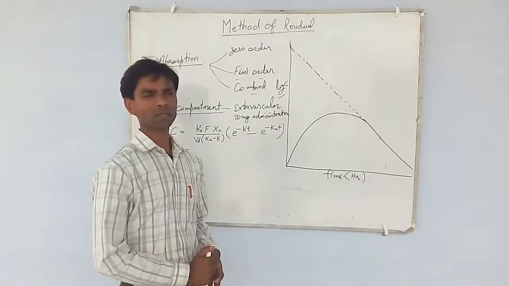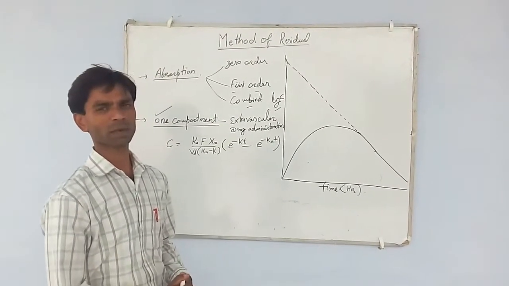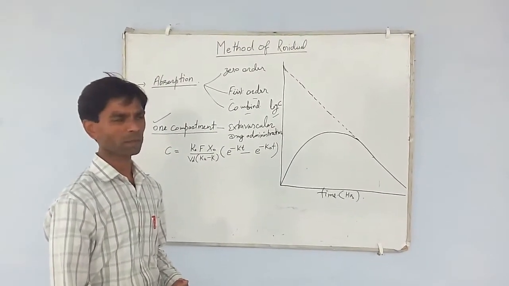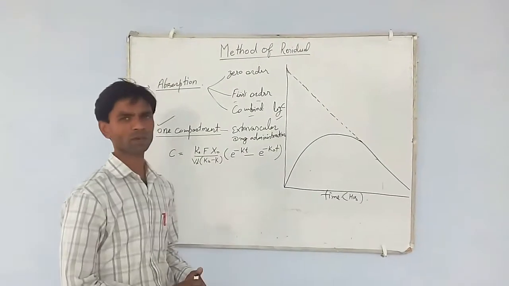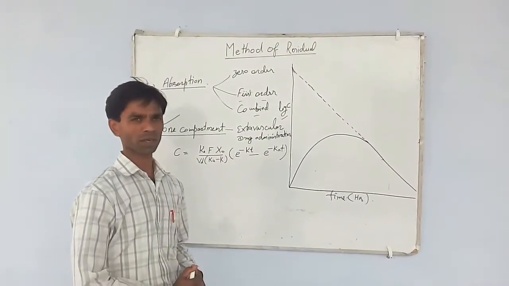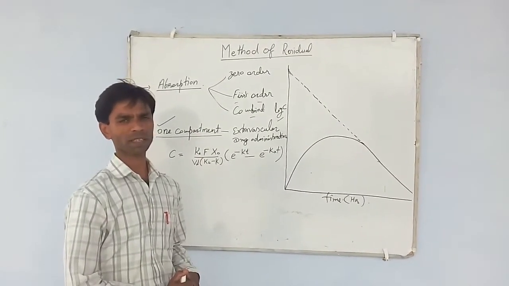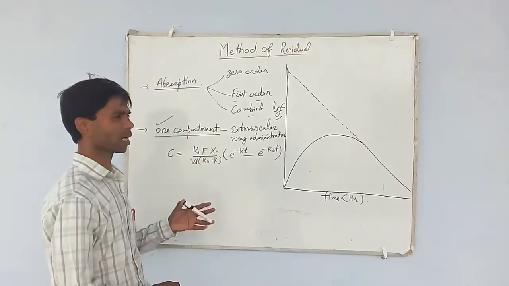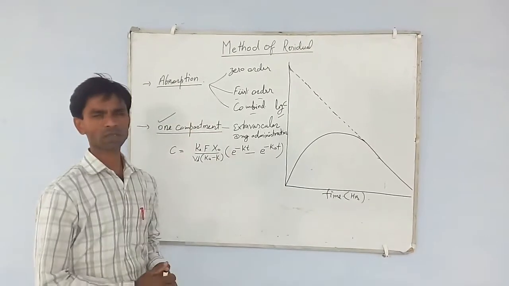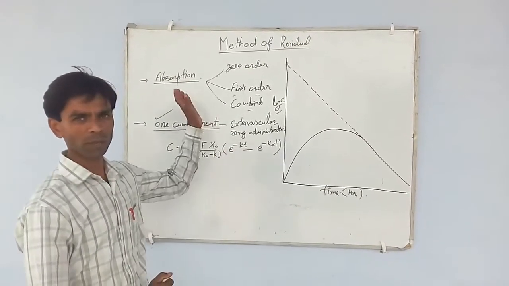Good evening everybody. Today we are here to determine the absorption rate constant by the method of residuals. The method of residuals is also known as the feathering method, stripping method or peeling method. For determining the absorption rate constant, we can introduce absorption.